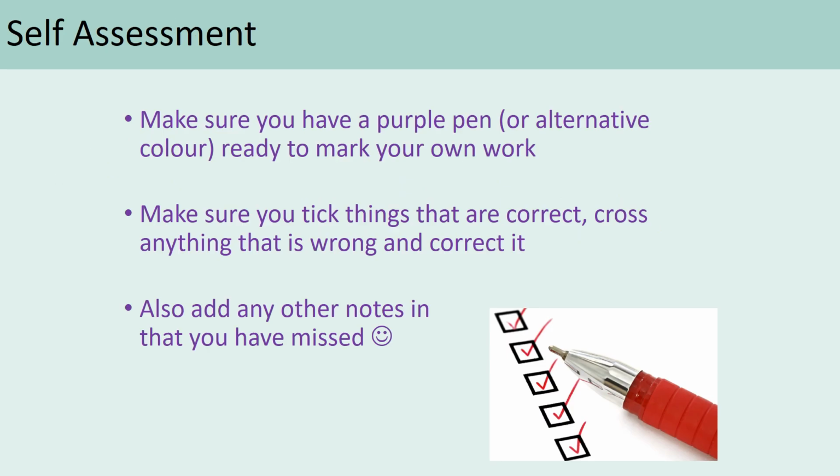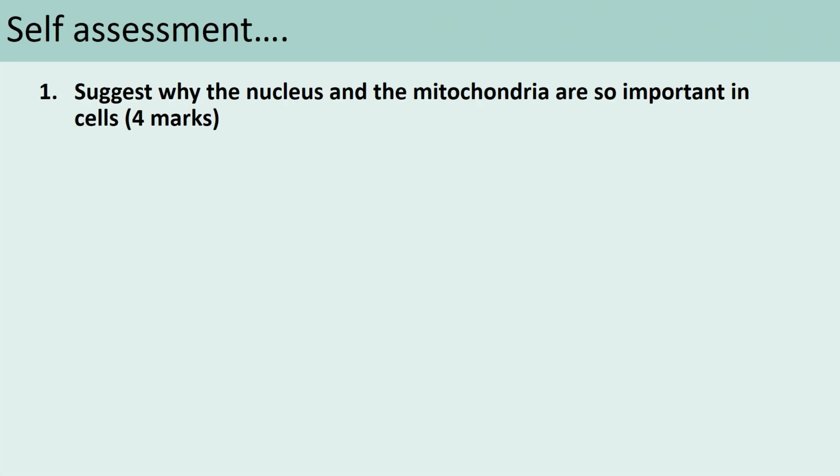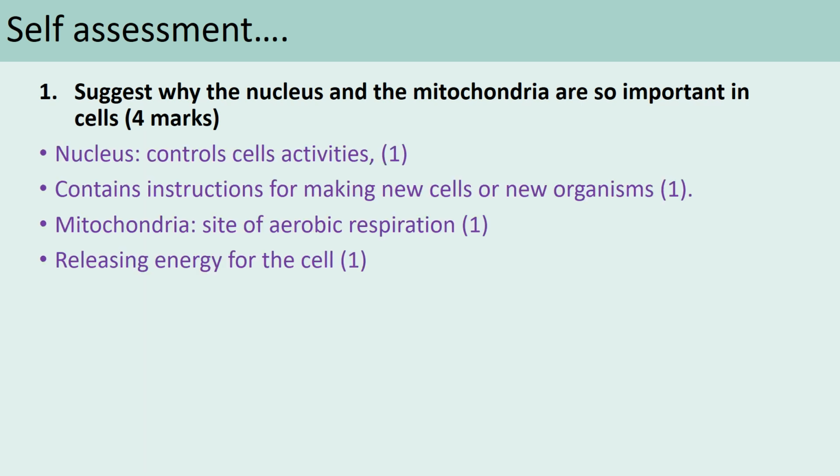Right, so we're going to go through. You can use a different coloured pen, not necessarily a purple pen, or you could use your pencil, just so you can see where it is that you are picking up points and where you are not picking up points. Okay, so question 1 was suggest why the nucleus and the mitochondria are so important in the cell.